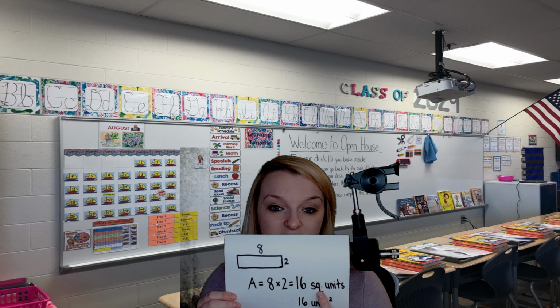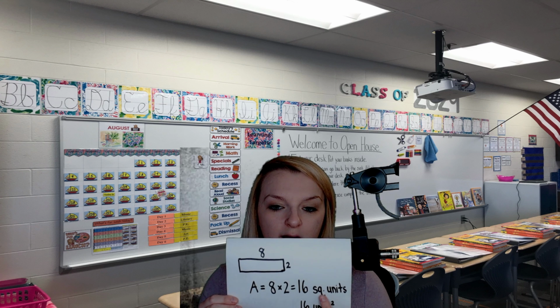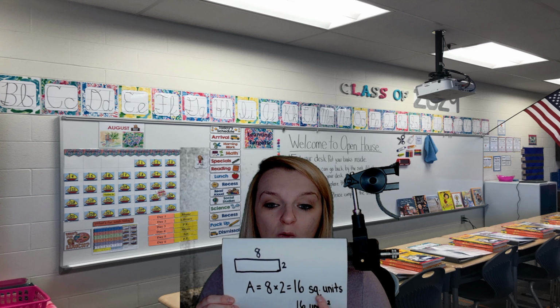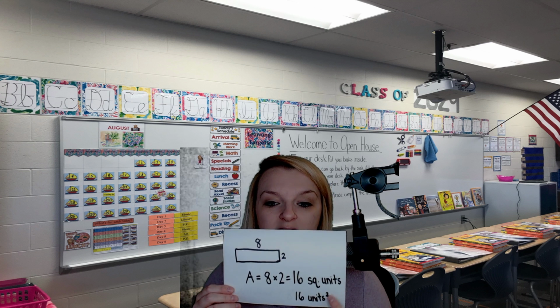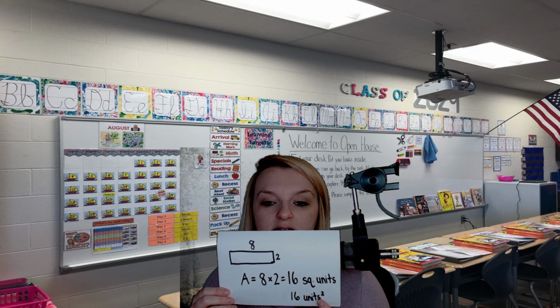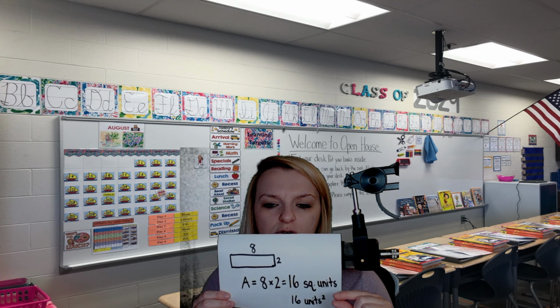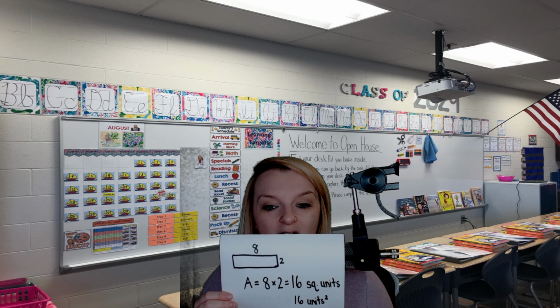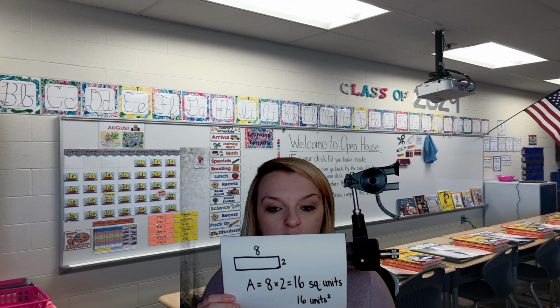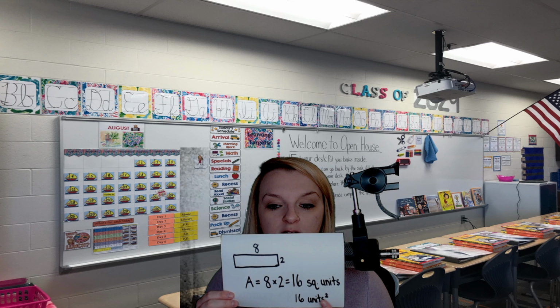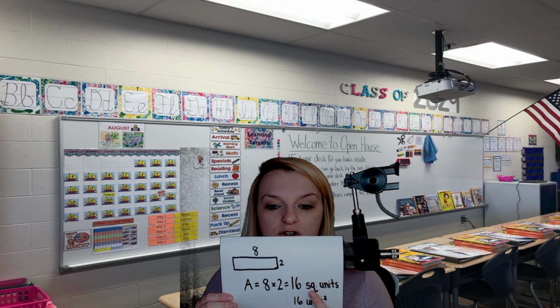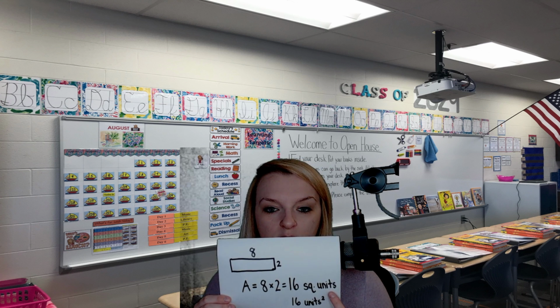Sometimes it'll say SQ, which stands for square. Sometimes it'll say the whole word square. And sometimes it'll say units, and then it'll have this 2 that's like a little tiny 2, and it's up high. That also means squared. So this would be 16 units squared, which is the same as square units. So there's a couple different ways you're going to see that written out.